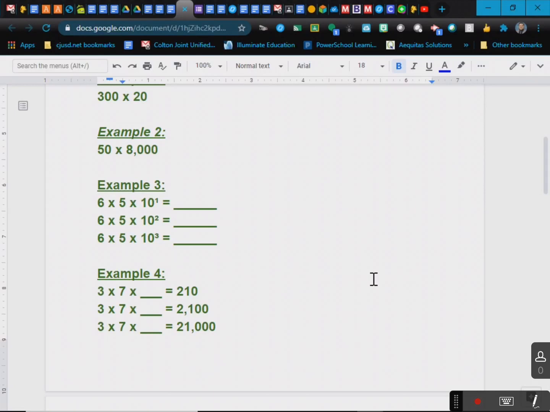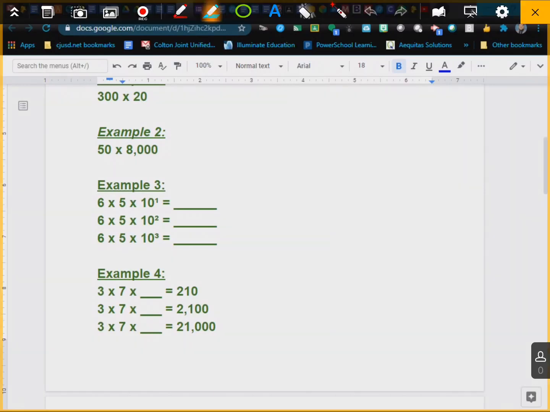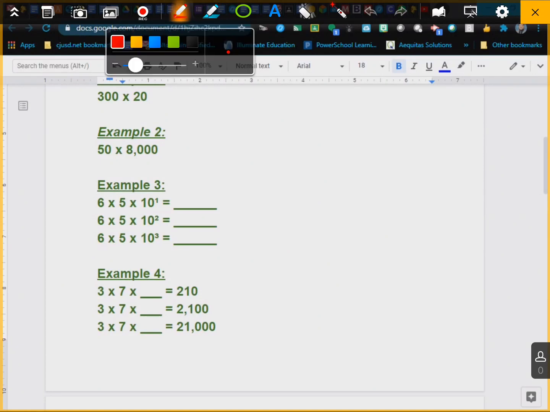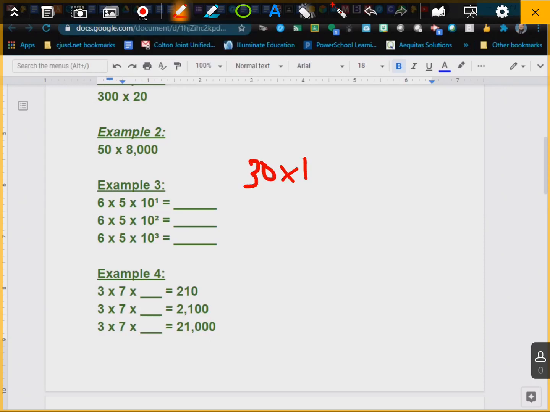Okay? It says 6 times 5 times 10 to the first power, which is the same as 10. Well, I know 6 times 5 is 30. And 30 times 10 is the same as, I have 2 zeros, it's the same as 300.